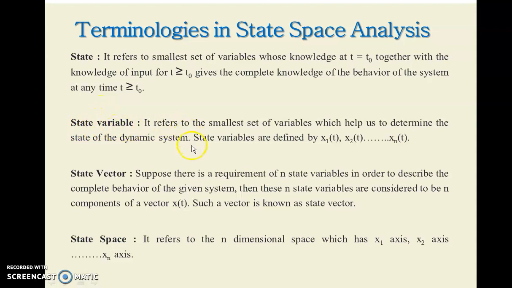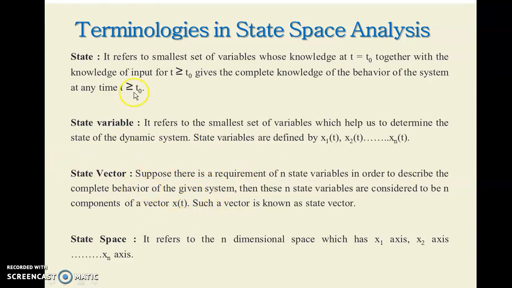State variable. It refers to the smallest set of variables which helps us to determine the state of the dynamic system. State variables are defined by x1(t), x2(t), xn(t). Please note these are the small x1, x2 and xn. State vector. State vector is a vector whose elements are state variables.